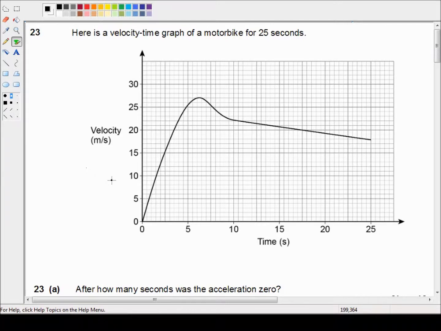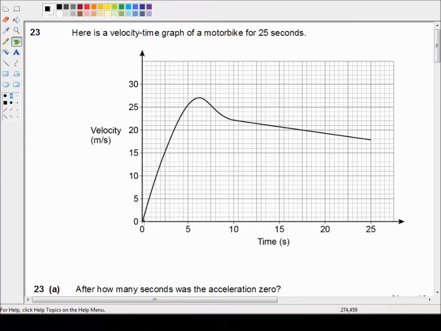This is the May 2017 past papers. This is paper 1H, which is the first paper in the higher tier. It's a non-calculator paper, so we're not allowed to use calculators, and we're picking up in question 23. It says, here is a velocity time graph of a motorbike for 25 seconds.